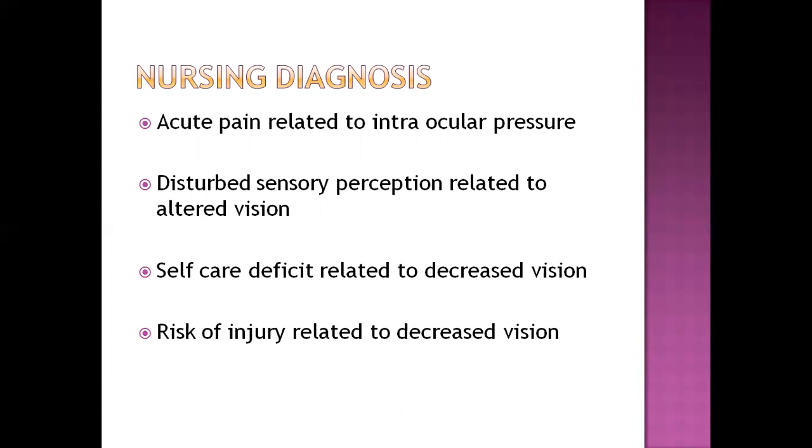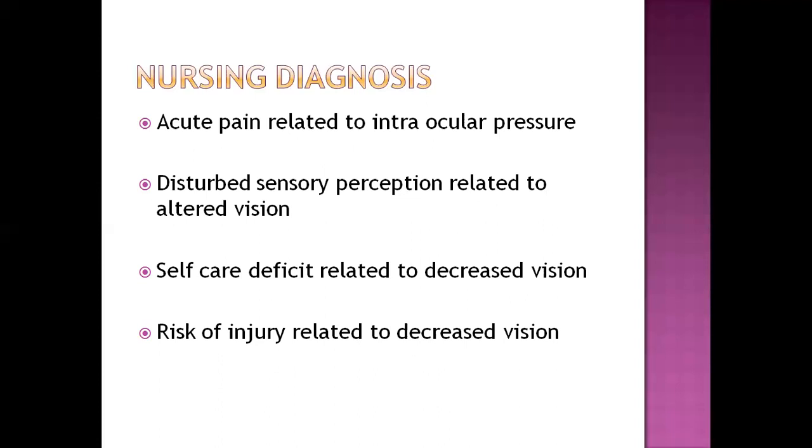Another is disturbed sensory perception. Again, for disturbed sensory perception, the nurse can assist in orientation to the environment. The nurse can assist in performing daily basic activities. For self-care deficit, the nurse can involve the family members in patient care, especially when they are old age patients. Also, the nurse can therapeutically treat the patient with dignity, so that the patient does not feel self-care deficit or have a feeling of low self-esteem due to their decreased vision.